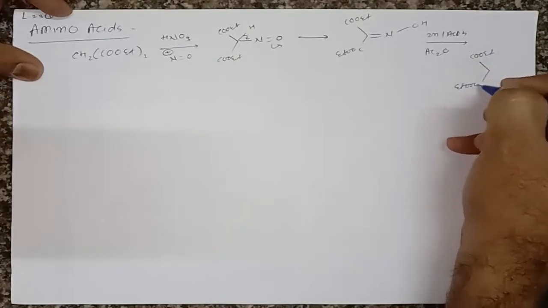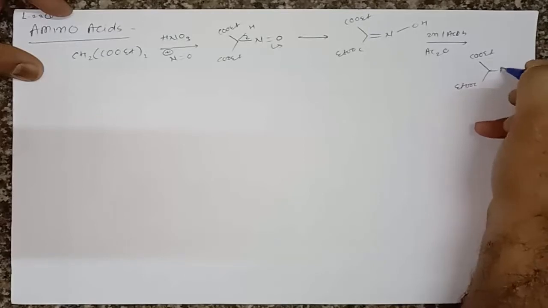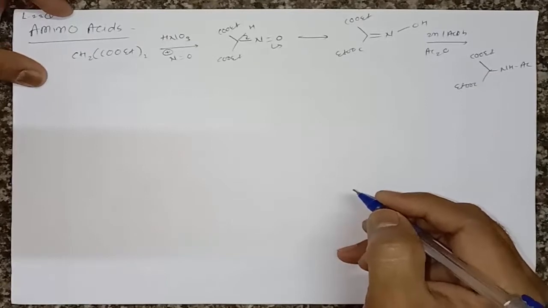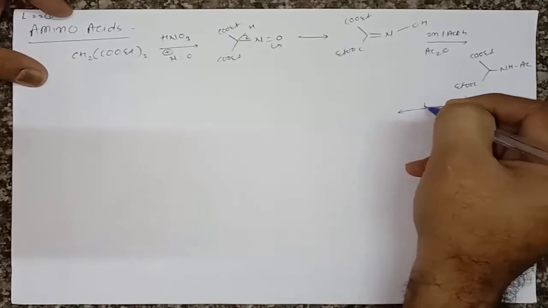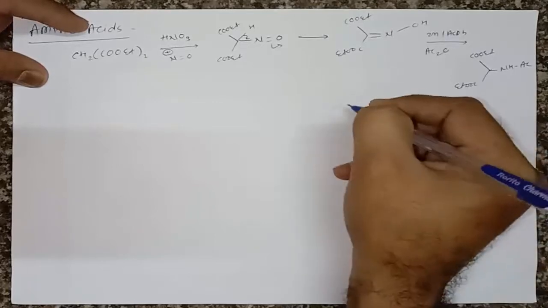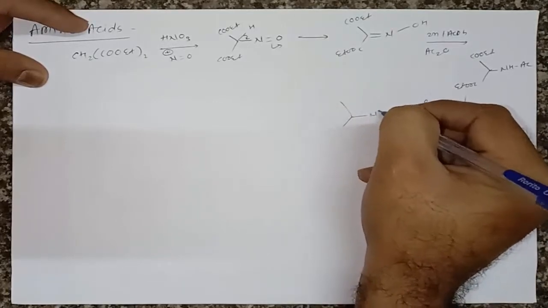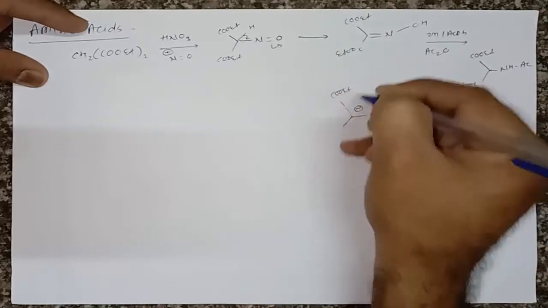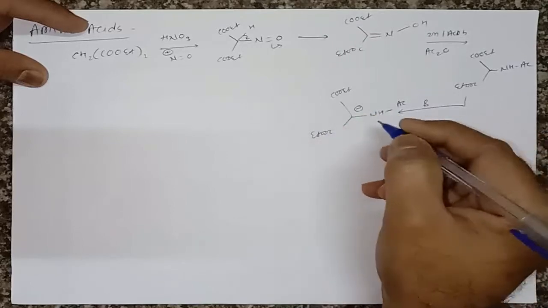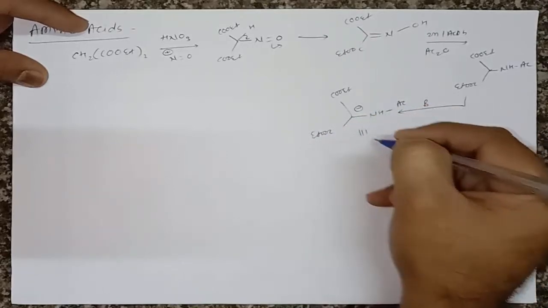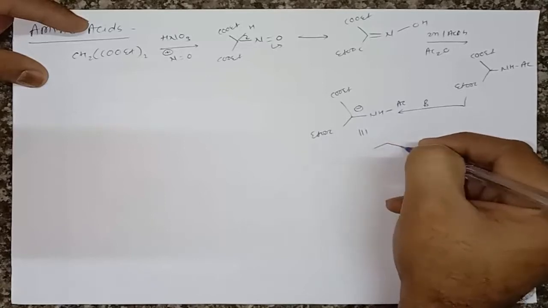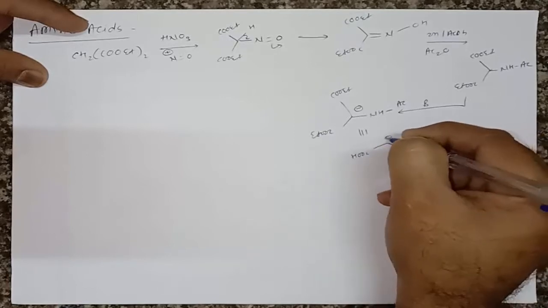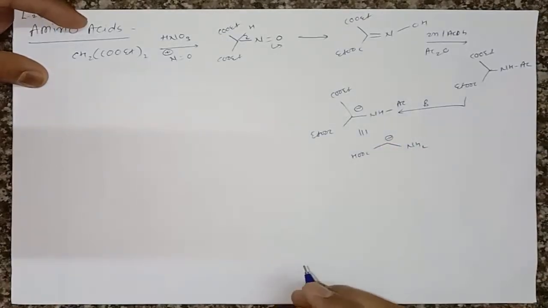COOEt, then EtOOC, and here is NHAc, right? That means the protected amine. And then in the presence of base it gives the formation of a negative ion at this position. It will be the same functional group, and this molecule is the synthetic equivalent for such types of acids, NH2, HOOC. That means the amino acid synthetic equivalent, right?